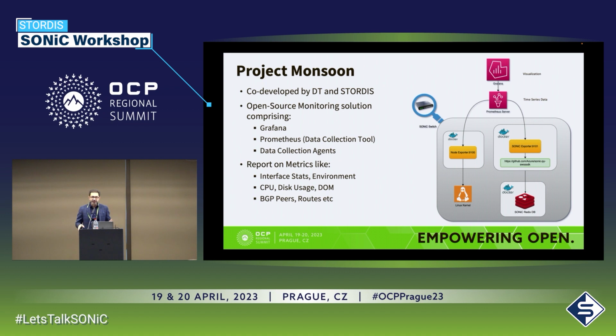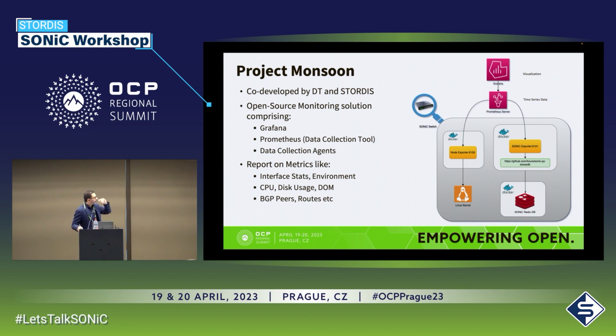But on the other hand, SONiC Exporter is something which is specifically developed under Project Monsoon to monitor SONiC. SONiC Exporter, as you can see, talks directly to the Redis database. And it can provide you some unique network-related metrics. So it provides you metrics like BGP peering information, VXLAN EVPN information, MC-LAG information, NTP information, and so on.